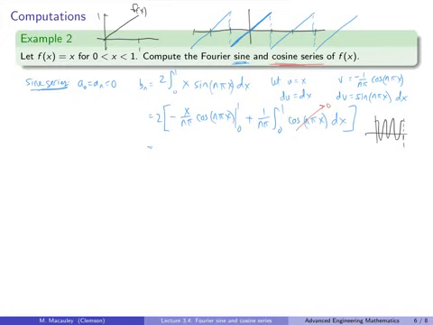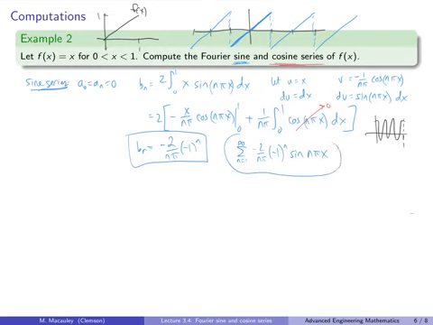And now let's compute this. So when we plug 0 into x, that goes away. So we only have to worry about when we plug 1 in. So here we get negative 2 times 1 over n pi times cosine of n pi, which is negative 1 to the n. So this is what Bn is. So in other words, the Fourier series is the sum from n equals 1 to infinity of negative 2 over n pi times negative 1 to the n times sine of n pi x. So this is the Fourier sine series of this function f of x.